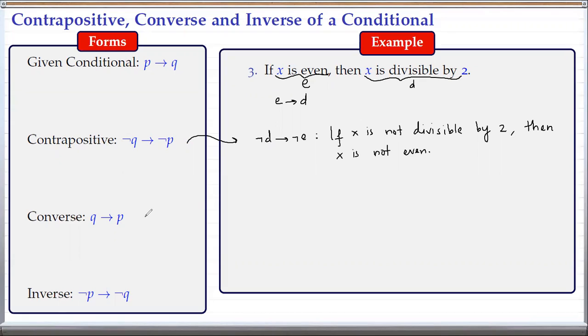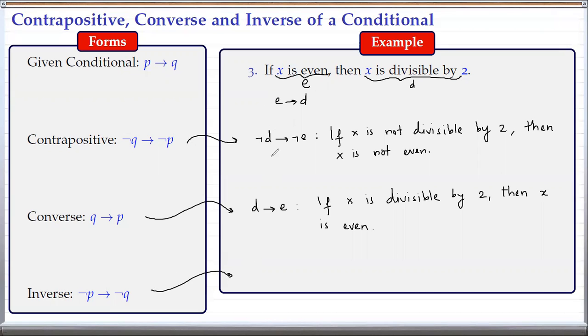Let's look at the converse now. For converse, we just flip the direction. So the converse of E implies D will be D implies E. This we can write as: if X is divisible by 2, then X is even.